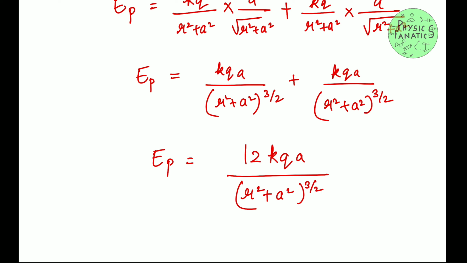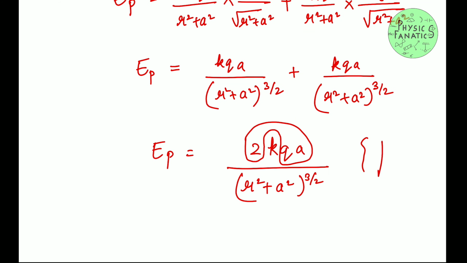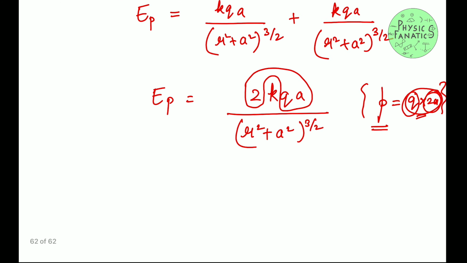And we know this 2 times Q times A is what we call our dipole moment. P equals Q times 2A is your dipole moment. The magnitude of one of the charges times the displacement vector is what we call the dipole moment, that is P. So I can write E_P equals K times P upon R square plus A square power 3 by 2.